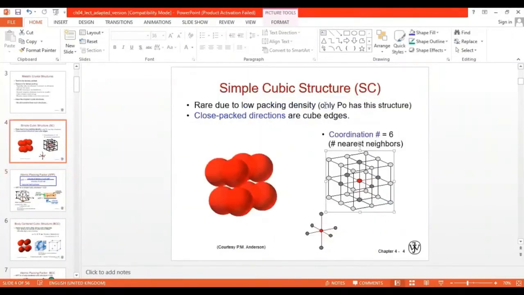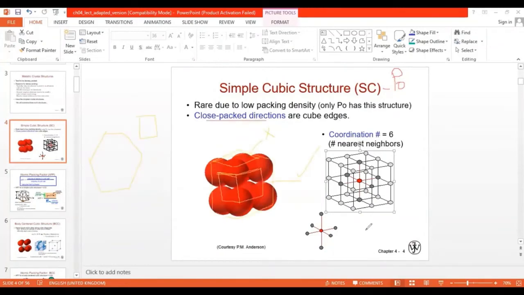Rare due to low packing density. Only Po has this structure. So it is rare due to low packing factor. This simple cubic structure exists only in polonium. Close pack directions are cube edges.